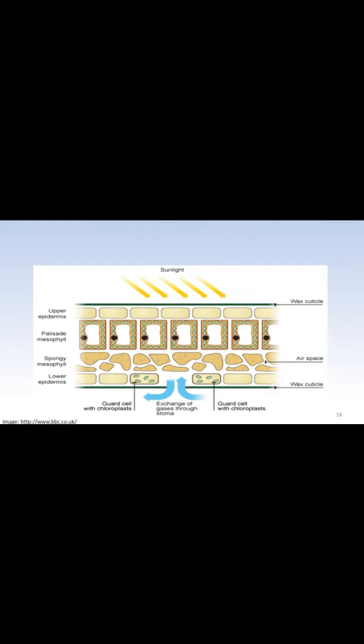The palisade mesophyll layer contains a lot of chloroplasts. It is where most of the photosynthesis occurs. The spongy mesophyll layer contains cells that are a bit far from each other. These are air spaces and they allow gases to move freely.